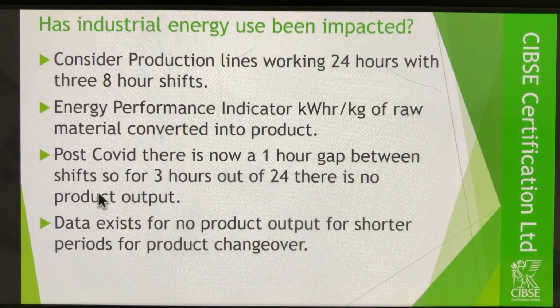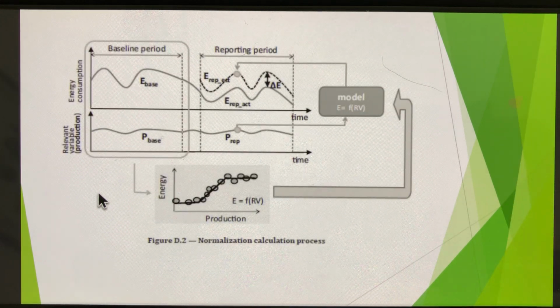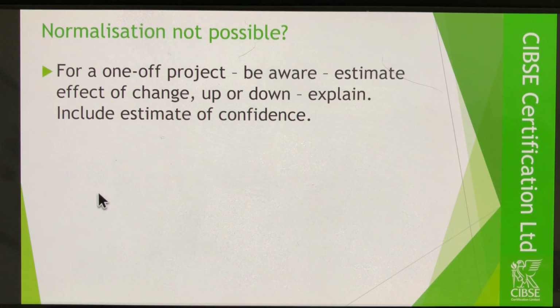They've probably got data for periods when they do shut down for shorter periods, and they can probably work from that and normalise accordingly. So yeah, there is normally a way. It's not always straightforward, but you should be able to do something. A normalisation factor can be developed, maybe going back to that sort of process. I won't dwell on that.